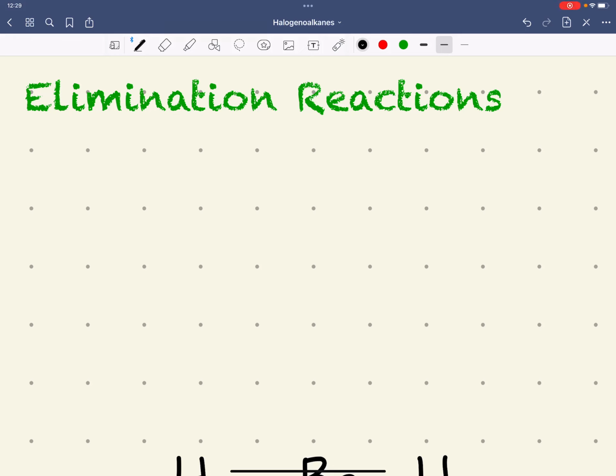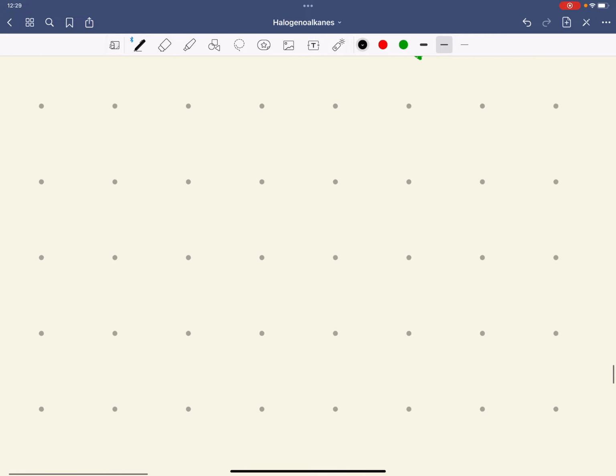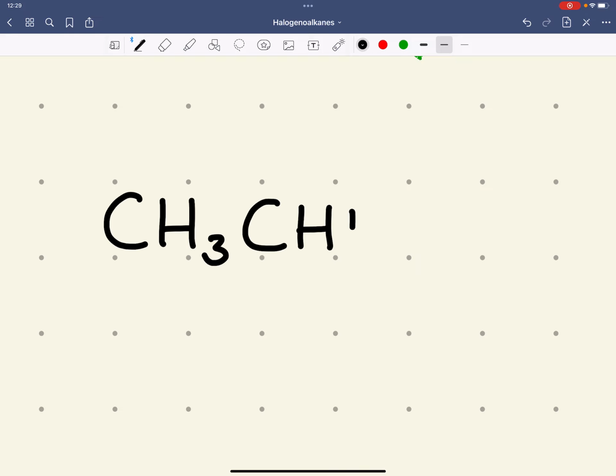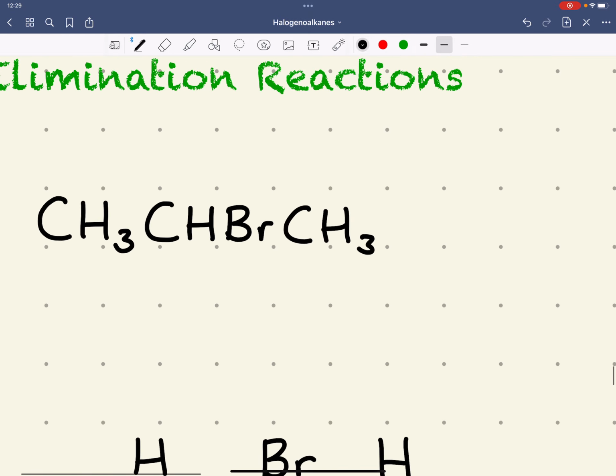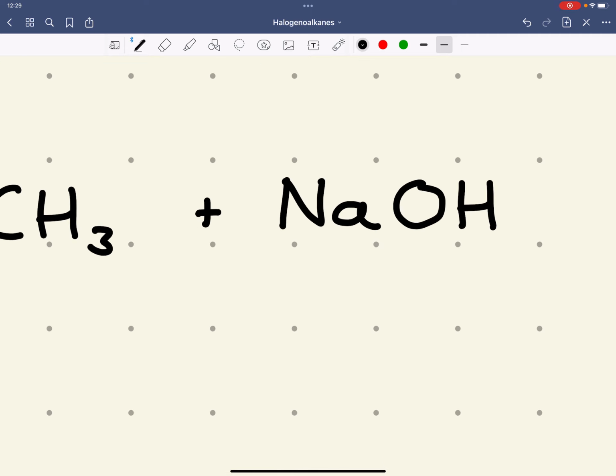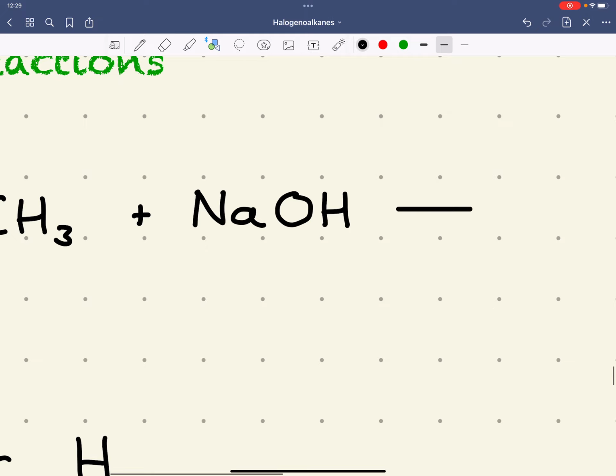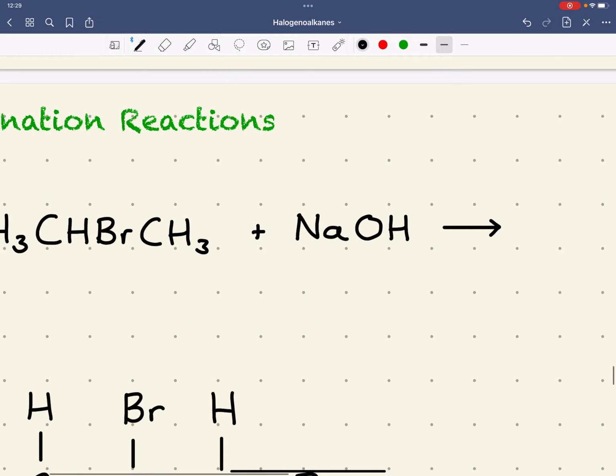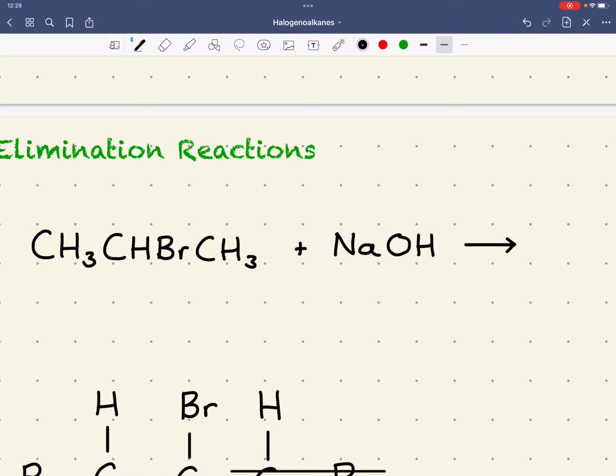Here we look at elimination reactions in haloalkanes. An elimination reaction will form an alkene according to the following equation. So if I've got, for example, CH3 CHBr CH3, this is 2-bromopropane, react that with NaOH, then sodium hydroxide now is going to act as a base, as we'll see in a sec, and we're going to remove a proton followed by the elimination of the Br.